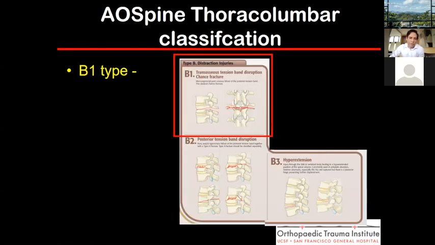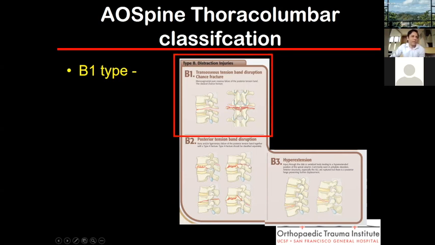But they do differentiate between the B1s and B2s. The B1s are the classic Chance fracture, where it's a transverse fracture through the anterior vertebral body, through bilateral pedicles, and through the spinous process. Technically, the way it's described is an all bony injury. But most of the Chance type fractures that we see are not like this. Most of them have some disruption of the discs or some comminution.